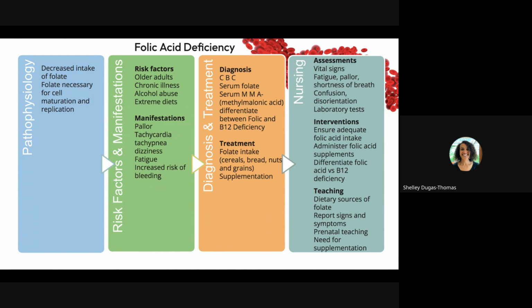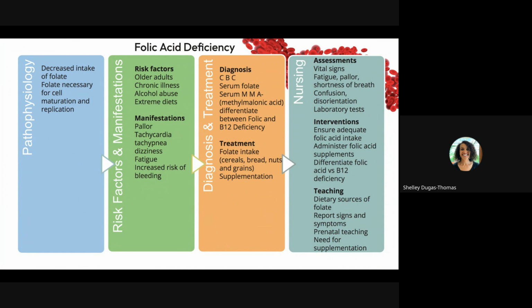Diagnosis is done once again through the complete blood count. So you're going to see low hemoglobin and low serum folate. Treatment includes diet: leafy greens, legumes, fortified cereals, nuts, yeast extracts, and supplements in the form of folic acid orally. And you want to differentiate between B12 deficiency. So, folic acid corrects anemia but does not prevent B12 related neurological damage. So that's really important.